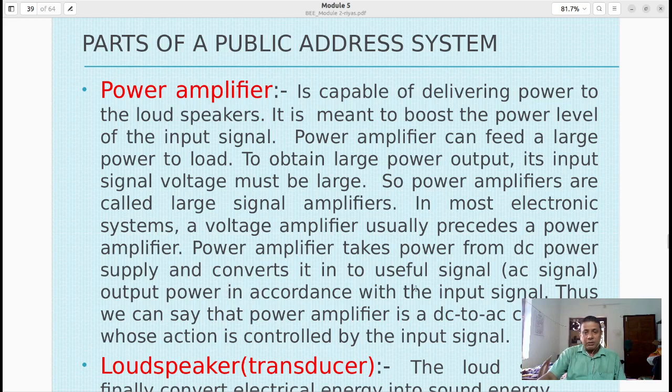Power amplifier takes power from the DC power supply and converts it into useful AC power in accordance with the input signal. Thus, we can say that the power amplifier is a DC to AC converter whose action is controlled by the input signal.